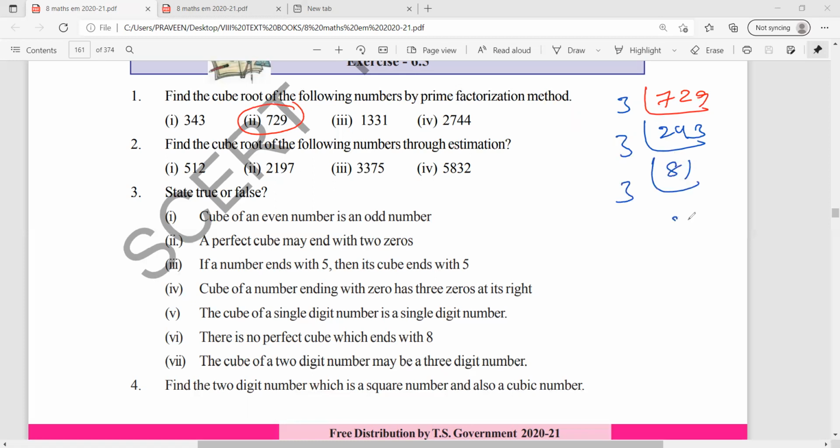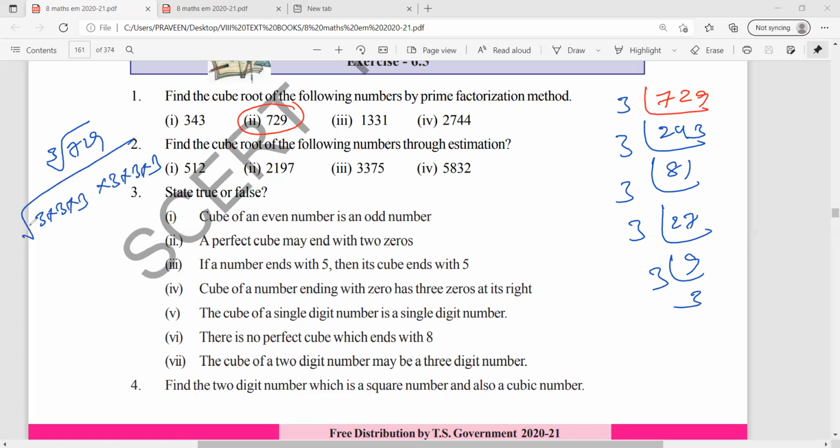Next, 3 nines are 27, 3 threes are 9, 3 threes are 3. What can you write for this? The cube root of 729. How many did you get? It is 3 into 3 into 3, then 3 into 3 into 3. How many did you get? Cube root?